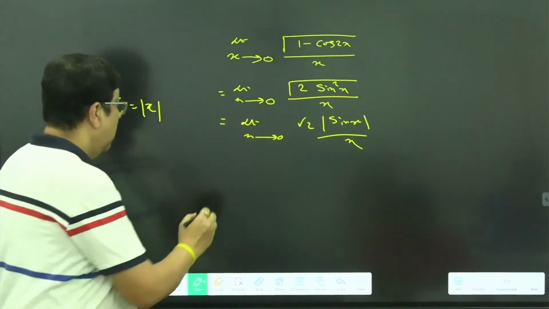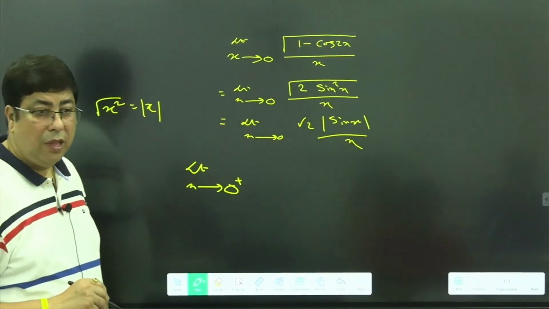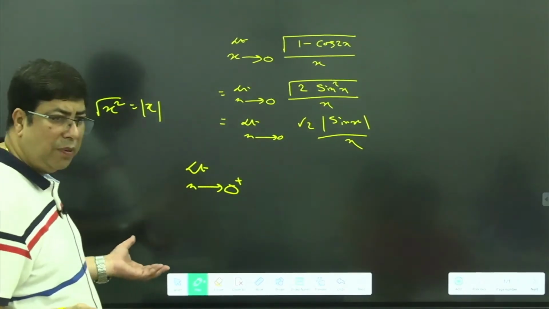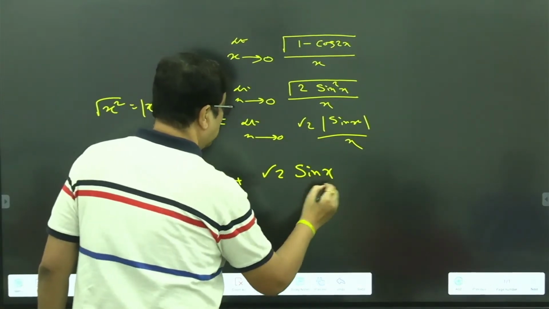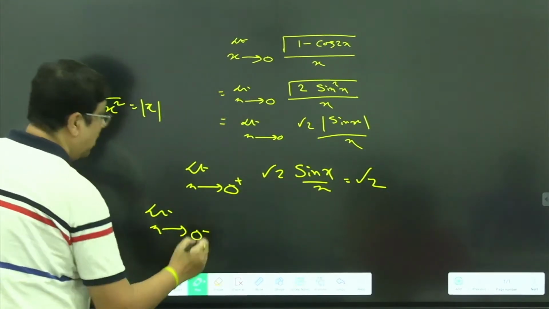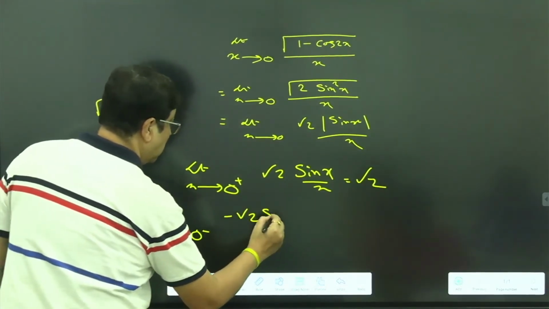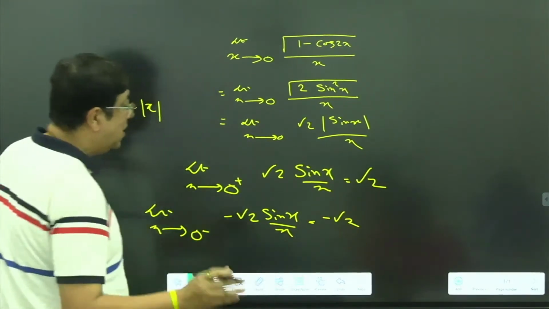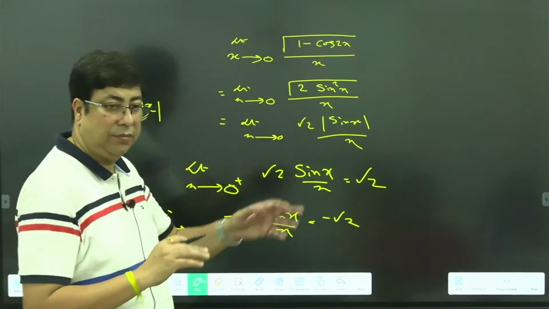But now see, when x tends to 0 plus, what is coming? Sin x is positive. So root 2 sin x by x, the answer is coming root 2. When limit x tends to 0 minus, mod of sin x is coming negative, so minus root 2. Obviously, the limit does not exist, that is okay. But whenever a mod related question is there, we have to do it like this.